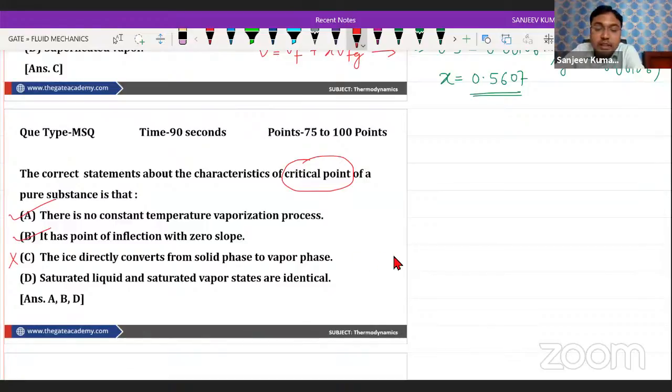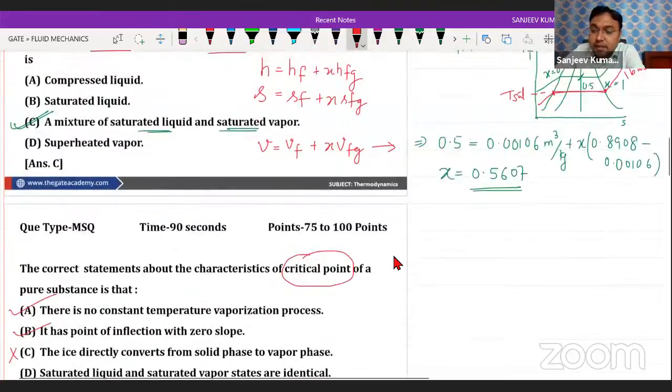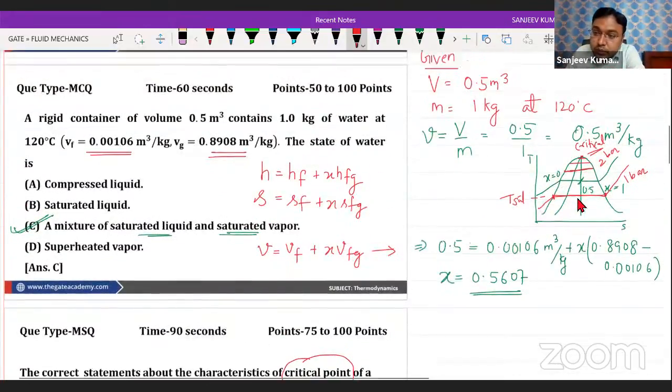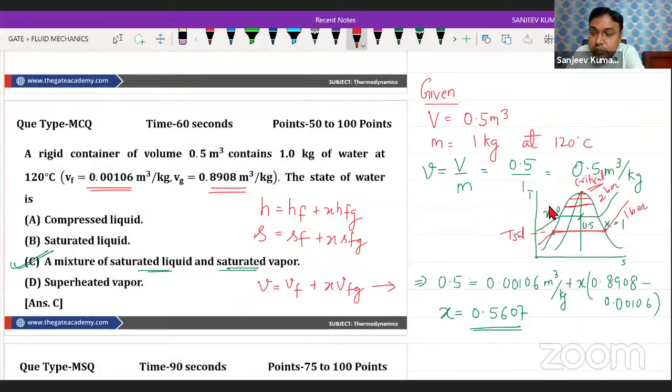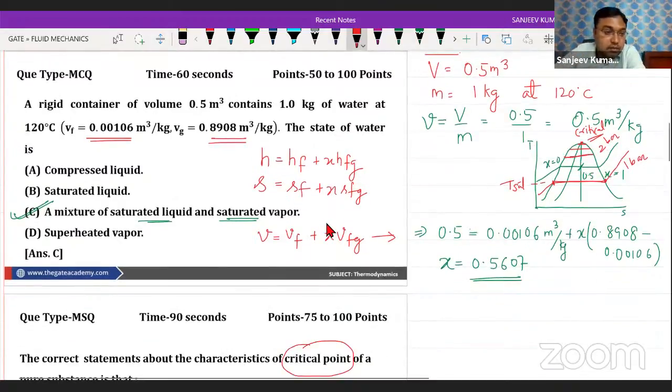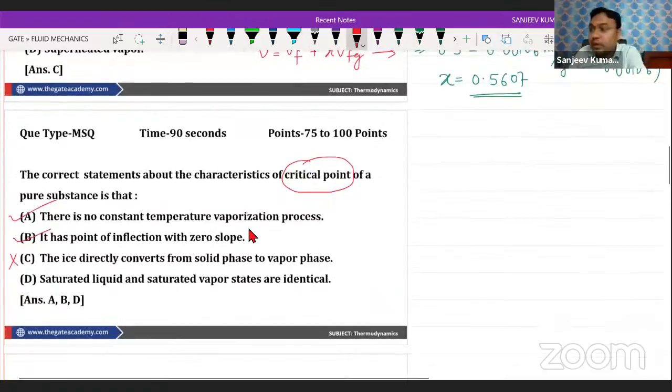Yeah, now look at the answer. On this side, left side of the saturated liquid line, we are having the liquid only, compressed liquid here, right? And this is superheated vapor. So it is not the ice converting into vapor. It is the water only converting directly into vapor. This portion is not for the solid ice, right? It is water only. Water directly changes into vapor without going through the vaporization phase. Okay, so that's why C point is wrong.